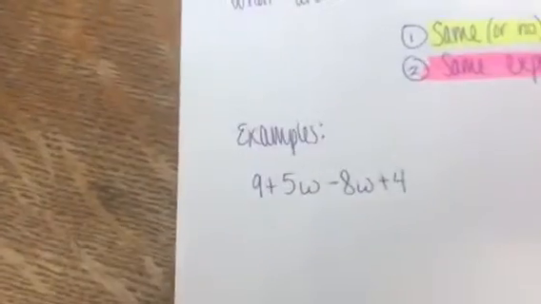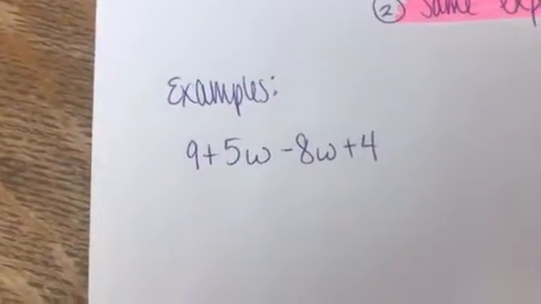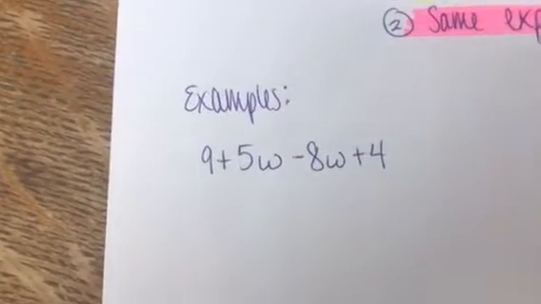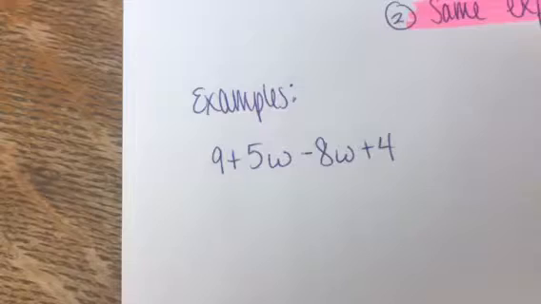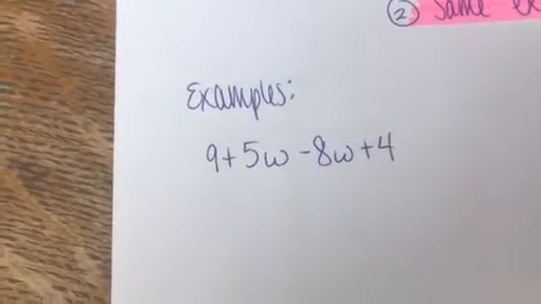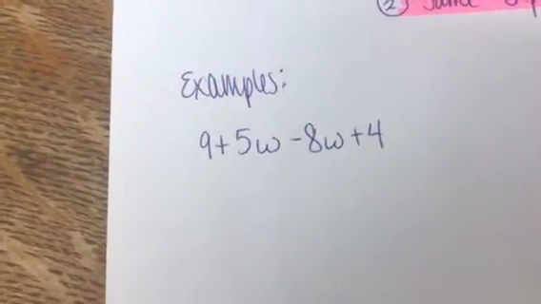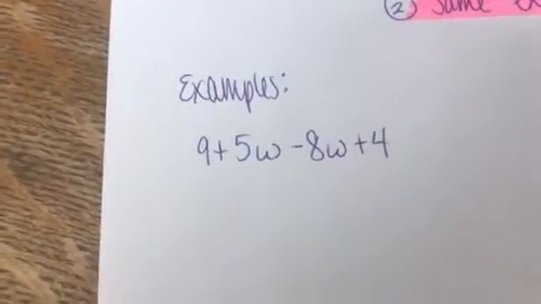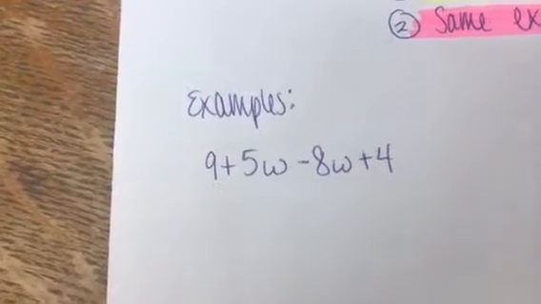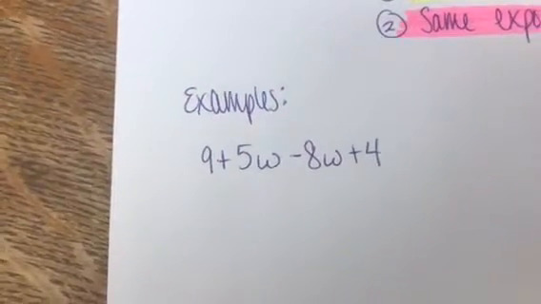So our first example is here: 9 plus 5w minus 8w plus 4. And the idea here is to take everything that is alike or similar and group them together to make a simpler expression. I like to highlight or underline or circle or somehow indicate what I'm combining, and then it makes it a little easier to go back through and rewrite the expression.